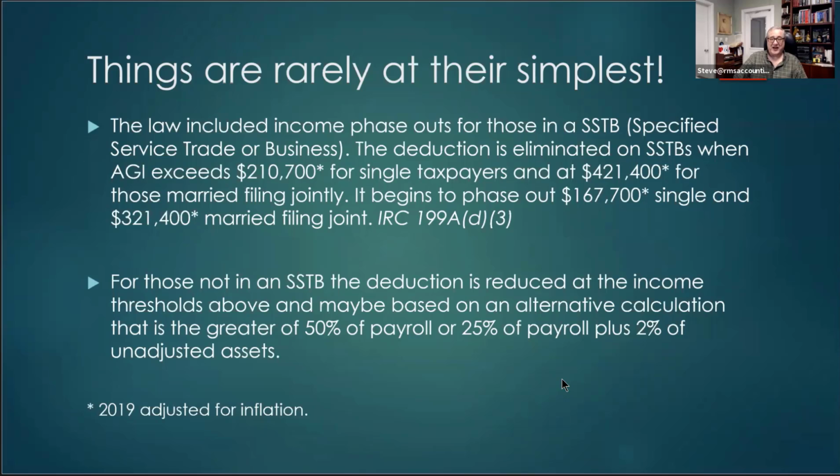It starts phasing out for single taxpayers at $210,000. And I'm sorry, the single taxpayers, it's gone. And for married taxpayers, it starts phasing out at 167 and is gone at 321. Just something to look at. Specified trades or business are things like professions, practice of law, accounting, things that are professions or what are considered personal service businesses for the most part. Most other businesses will qualify.